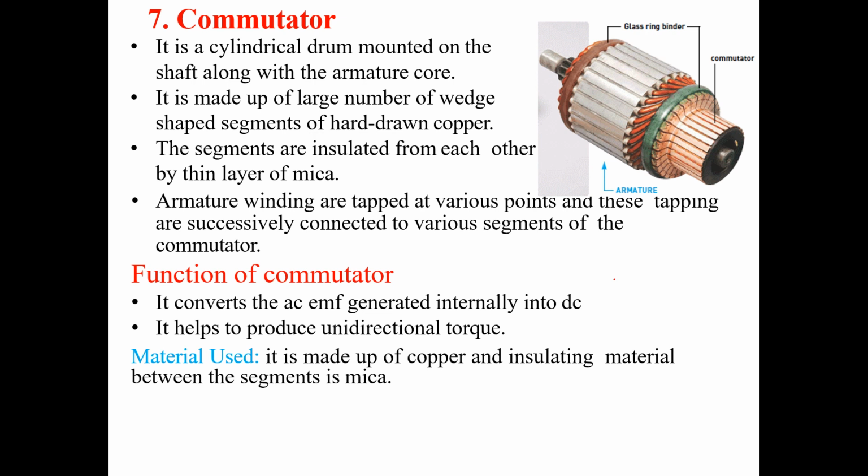Then the commutator. This will be the commutator, which is made of hard copper or drawn copper, and each conductor of the armature ends up at this commutator. The function of the commutator is to convert the produced AC into DC, or external DC into AC. That means it is a mechanical rectifier. As I showed earlier, the copper is made in hard form using insulating material. There we have segments, a number of segments. Why are these segments provided? These segments are provided to collect the current at every instant.